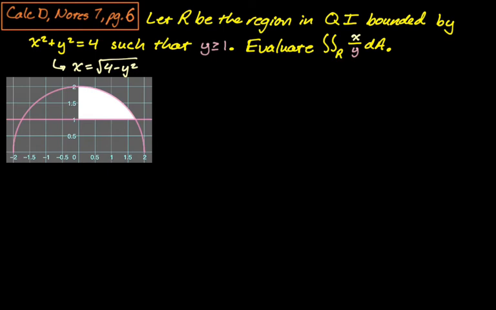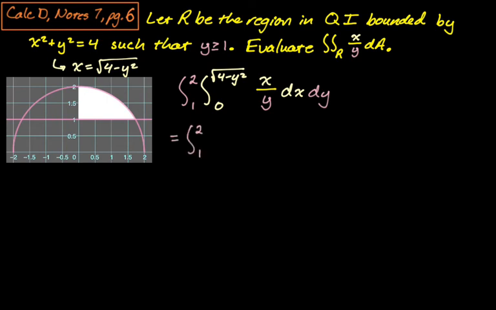So x has to go from left to right, so that's going to be from 0 to the square root of 4 minus y squared. y has to go from bottom to top, so that's going to be from 1 to 2. We start with that because you start with the constant functions. And then we go here, and then our integrand, and then we are doing dx dy. You can see already this feels like it's going to be easier.